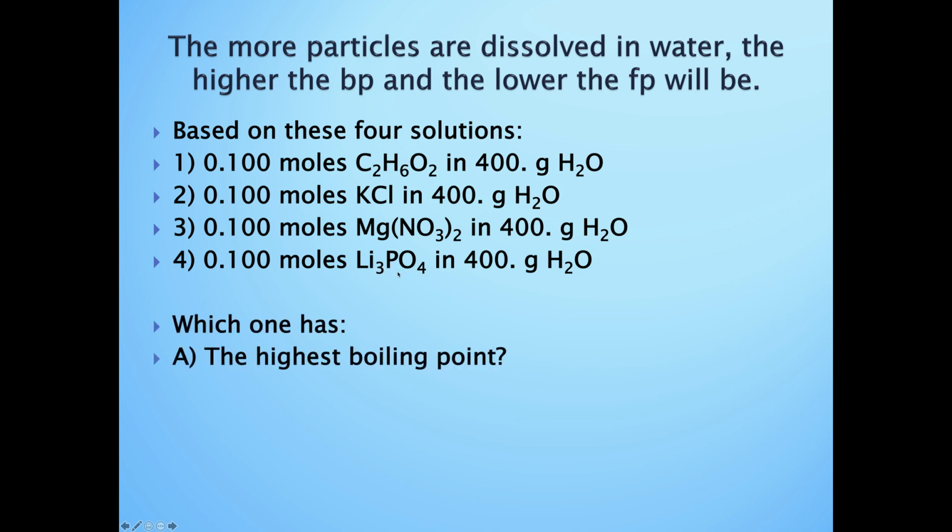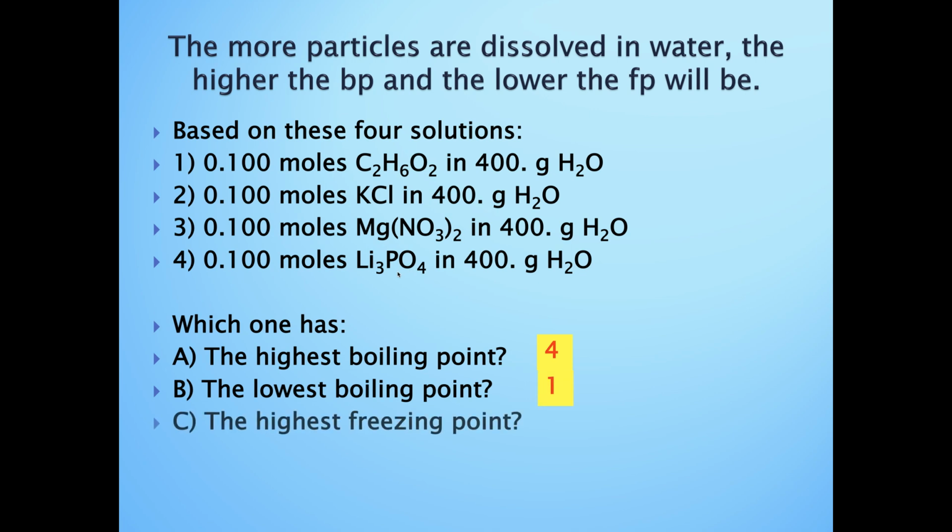So which one has the highest boiling point? The one with the most ions. Which will have the lowest boiling point? The one that doesn't break up to form ions. Which will also be true of the highest freezing point. Which has the lowest freezing point? Whichever one breaks up into the most ions. The more ions there are, the higher the boiling point will be, and the lower the freezing point will be.